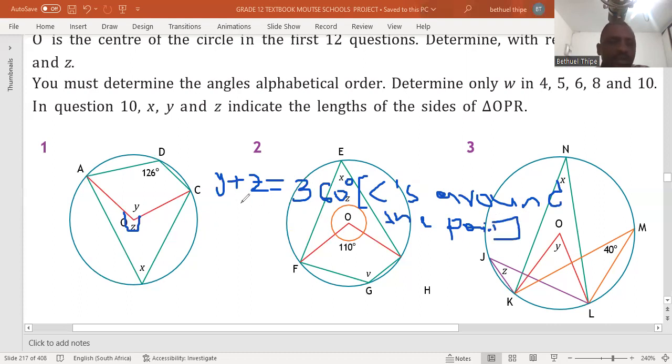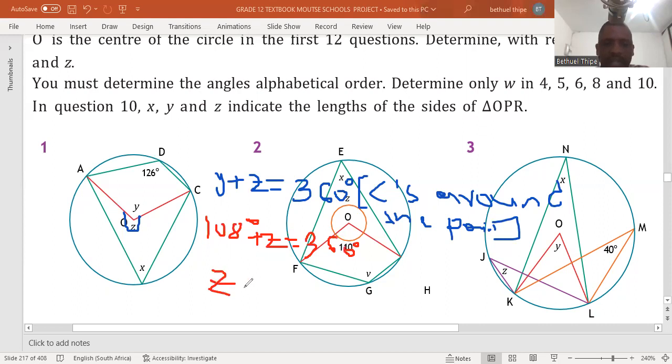So remember, we managed to solve for y, and we obtained 108 previously. 108 degrees plus z is equal to 360 degrees. Then we're looking for z, not z plus 108. So we take 108 to the right.